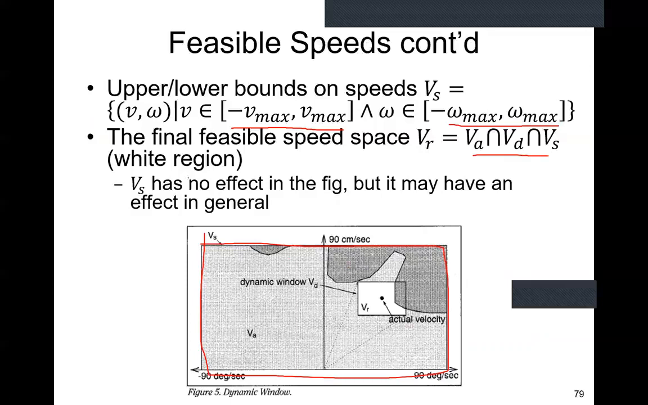In this case, the VS has no effect in the figure, but it may have an effect in general. For example, if you're moving close to the boundary, the box is here, so you may need the VS to clip the box to keep it within a given range. So we have obtained this white area as the feasible V and omega in the next time step.